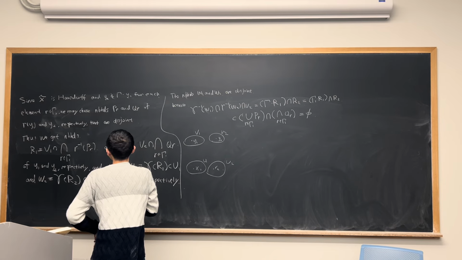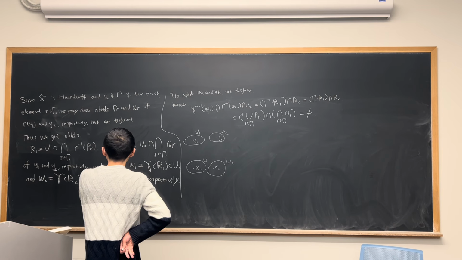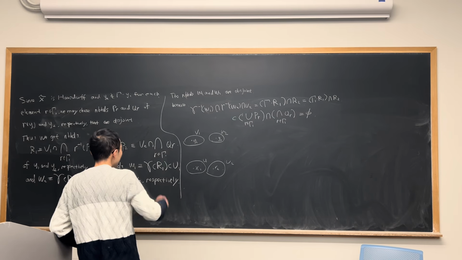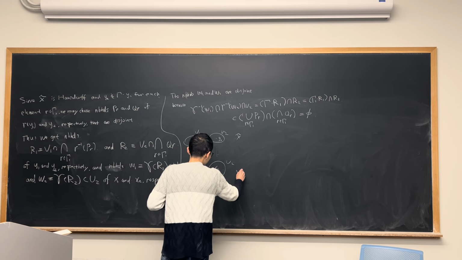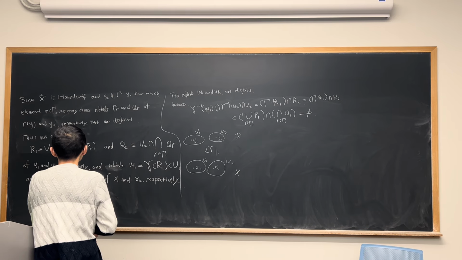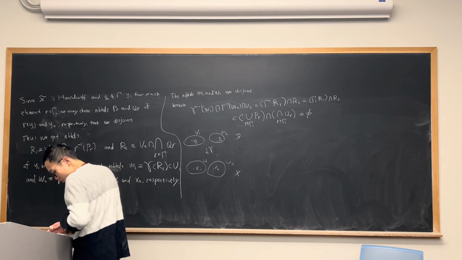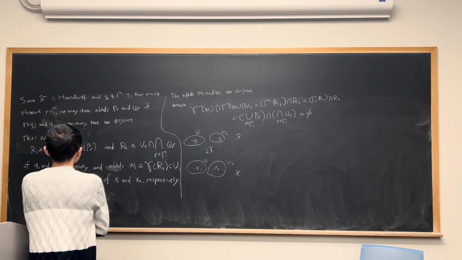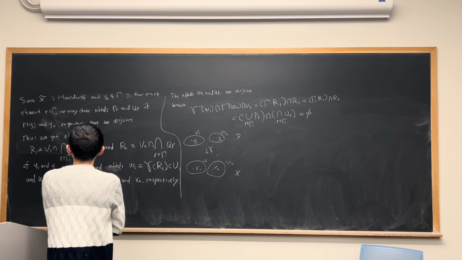So this is x tilde, and this is x. Now, for each element r in this gamma 1, we can choose neighborhoods PR and QR of this.